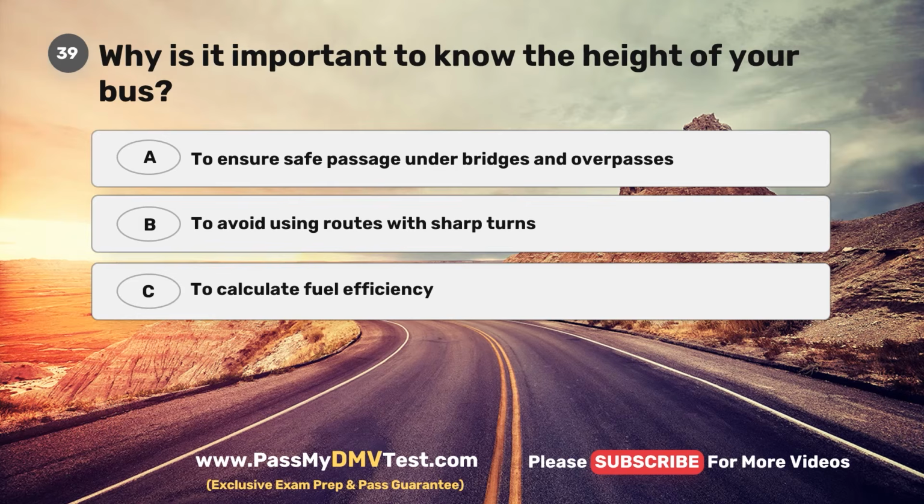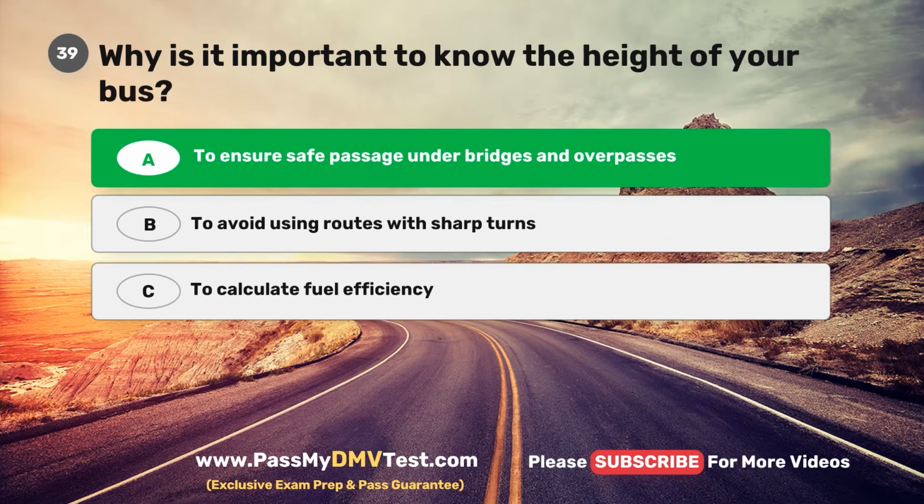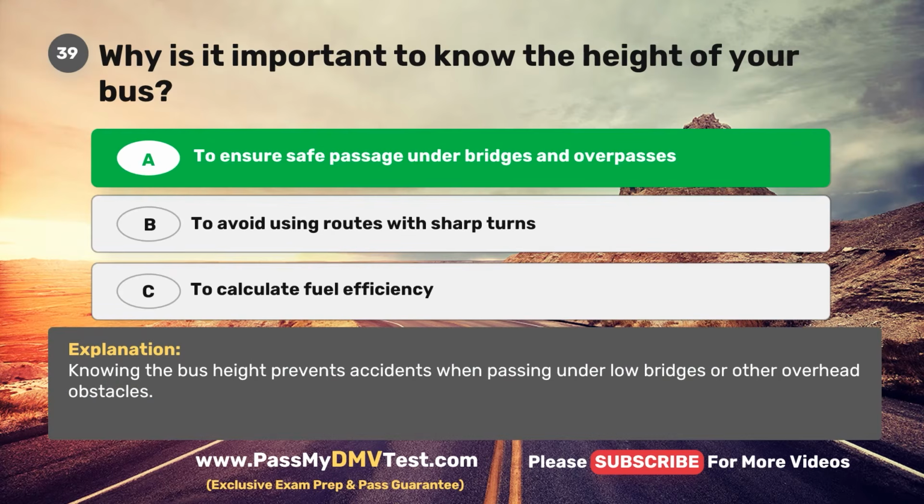Question 39. Why is it important to know the height of your bus? A. To ensure safe passage under bridges and overpasses. B. To avoid using routes with sharp turns. C. To calculate fuel efficiency. The correct answer is A. To ensure safe passage under bridges and overpasses. Knowing the bus height prevents accidents when passing under low bridges or other overhead obstacles.